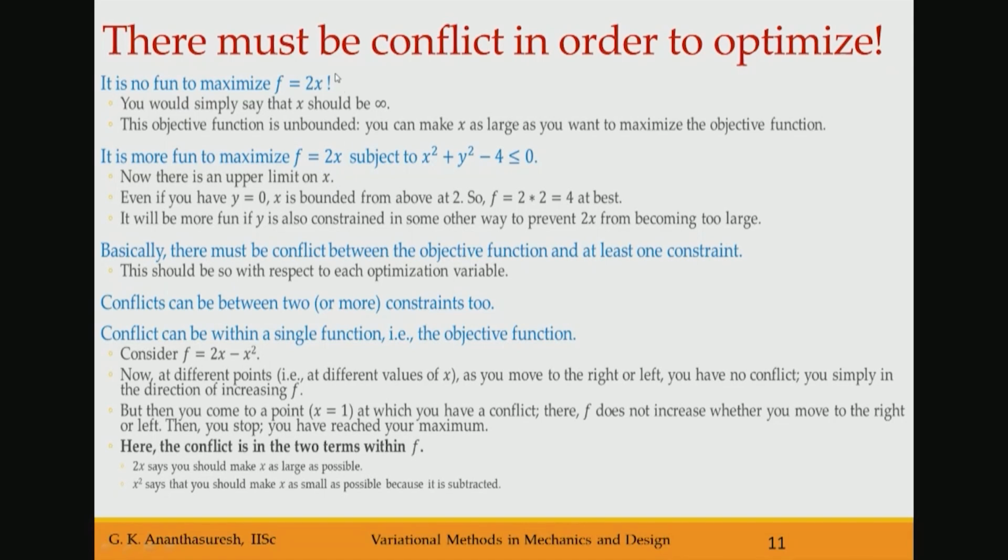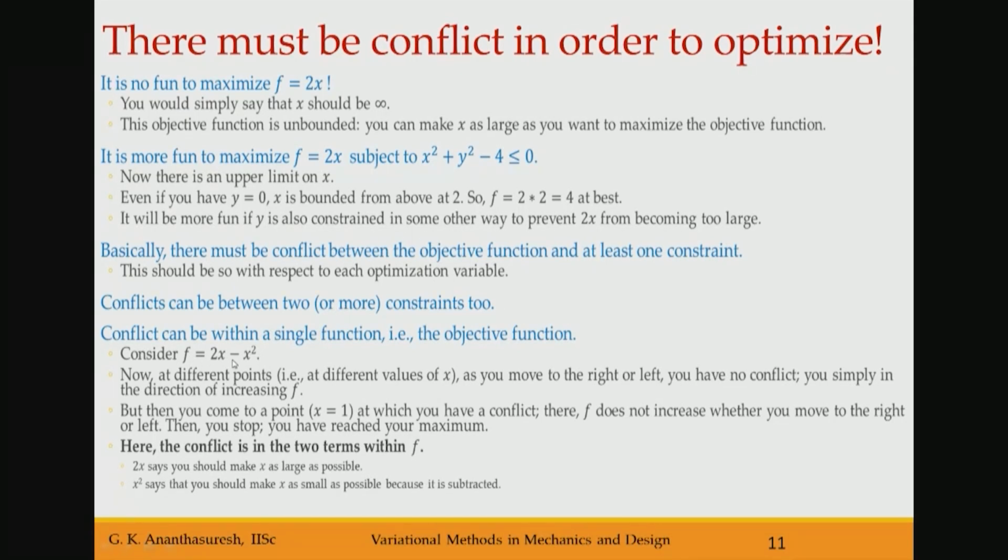So, for a good optimization problem, where there is a maximum or a value that is best, that needs a constraint. There should be something opposing. You want to maximize f, but there is a constraint. If there is a conflict between the objective function and constraint, that is optimization. There should be a conflict. The conflict can be in a single function too.